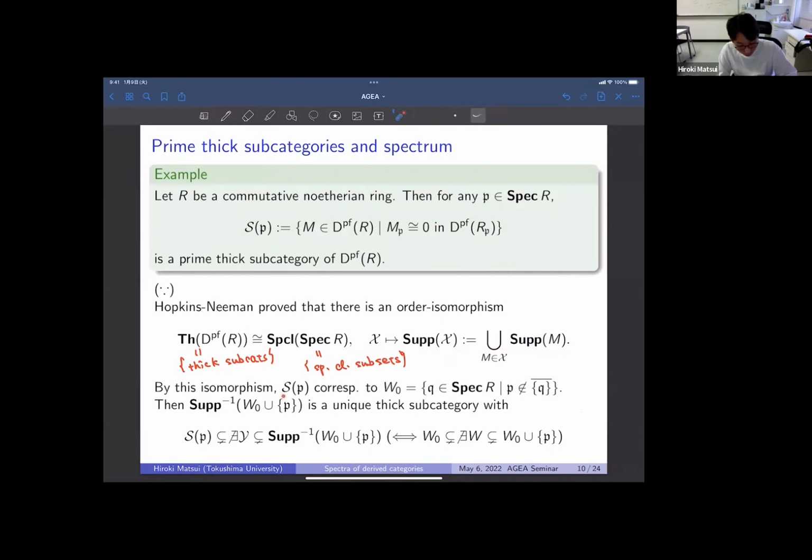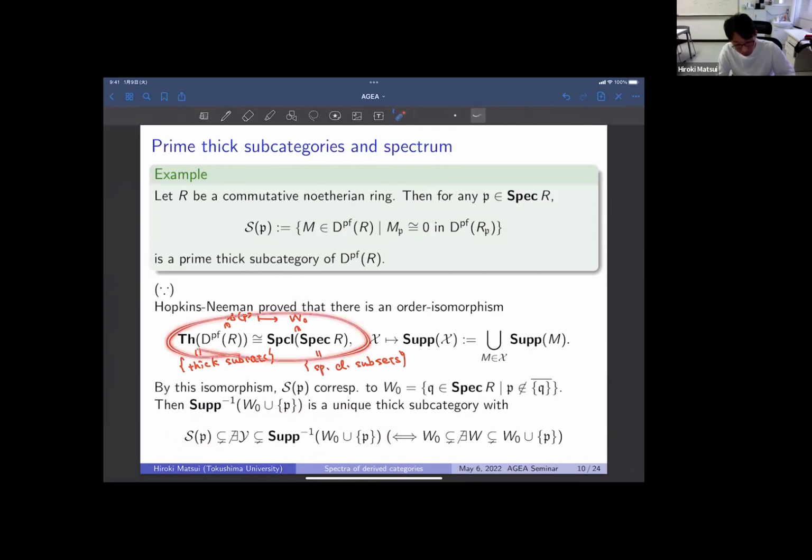By this isomorphism, S of P belongs to the left-hand side, which corresponds to a specialization closed subset W0, which is the set of prime ideals Q such that P is not contained in the closure of Q. Then we consider this specialization closed subset. Then the inverse image of this specialization closed subset is a thick subcategory, and this is the unique thick subcategory satisfying this condition. There exist no thick subcategories between S of P and this thick subcategory.